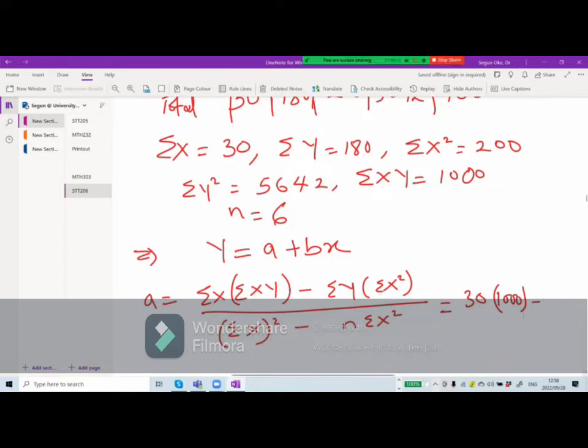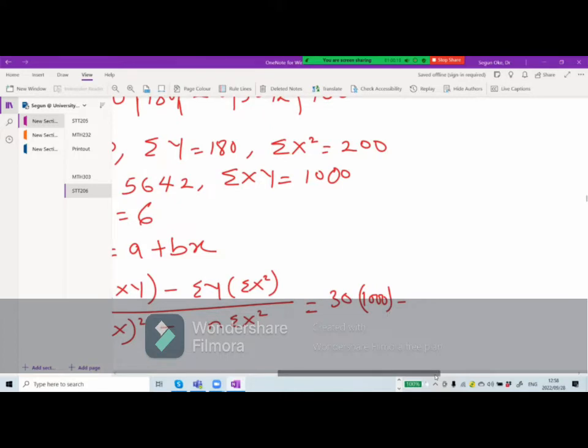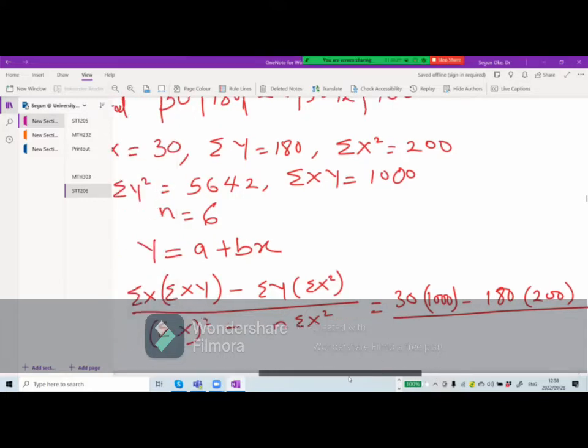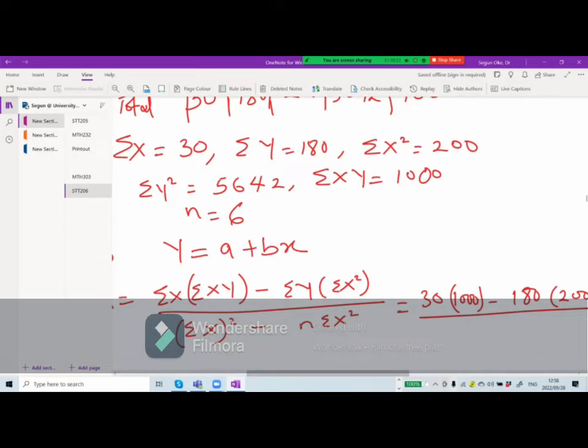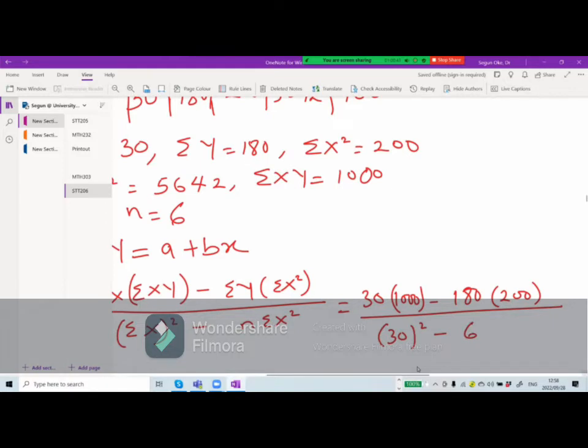Minus 6. Summation Y is 180, in bracket, summation X squared 200. Please punch your calculator now. Don't wait for me. Summation X all squared is 30 all squared, minus n, my n is 6, and summation X squared is 200.